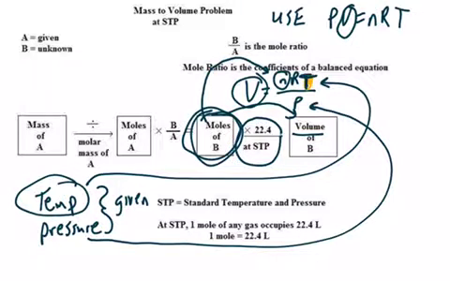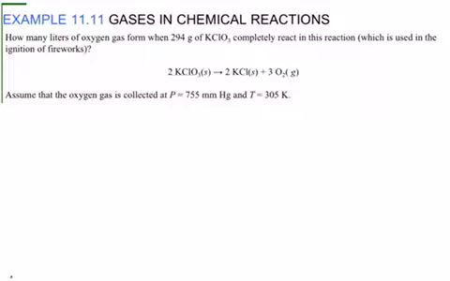I'm going to do a problem where I'm going to go from mass to volume. And instead of multiplying by 22.4 as the last step, everything else is the same. We're going to use the ideal gas law and we're going to solve for volume to get the answer. Okay? All right. So here we have, notice how they give you a pressure and a temperature. They want to know how many liters of oxygen gas form. So how many liters of oxygen, this is what we're looking for down here. We're looking for oxygen, that's B. We want liters. So we want volume.